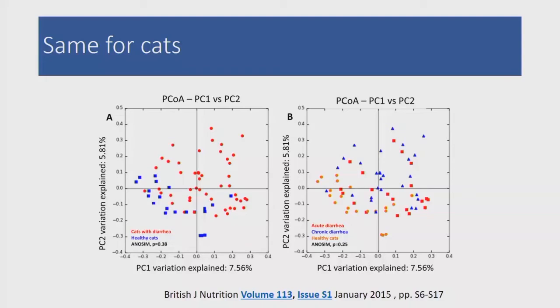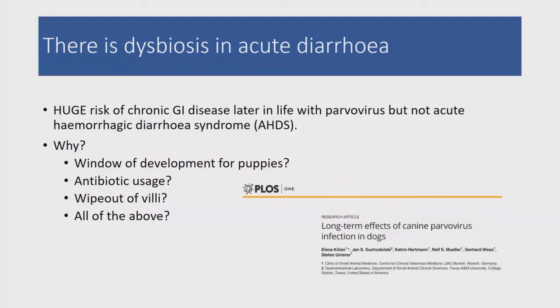So this is a principal component analysis, with a graph on the left. The red dots are from cats with diarrhea, whereas the blue squares are healthy cats, and on the one on the right, acute diarrhea is in red, chronic diarrhea in blue. It's a little bit hard to tell, but all the healthy cats are down here. So they cluster quite differently in the principal component analysis. We also know that there's a dysbiosis in acute diarrhea.